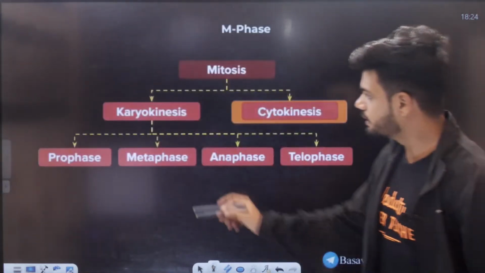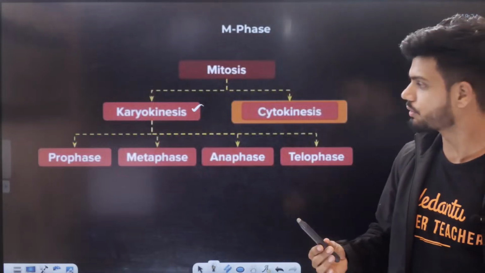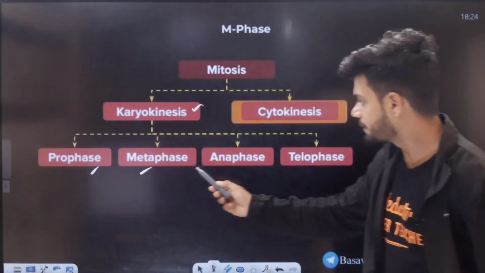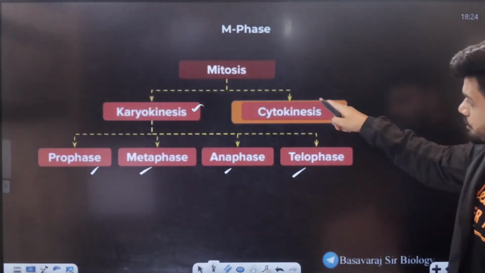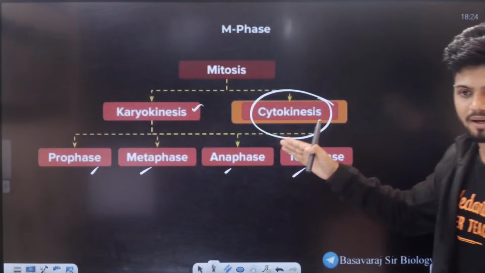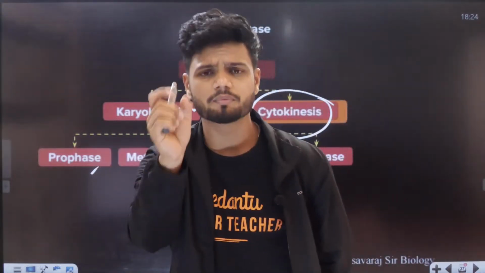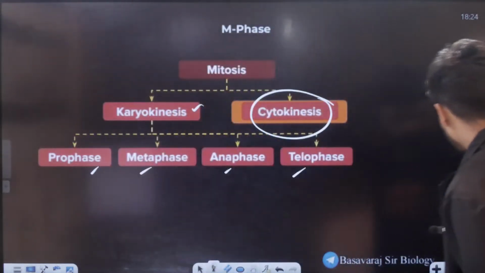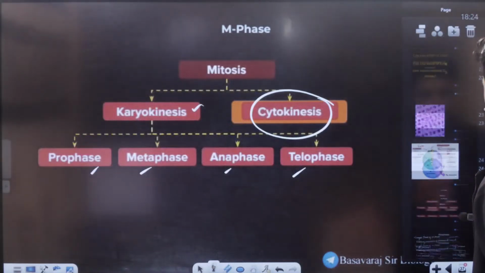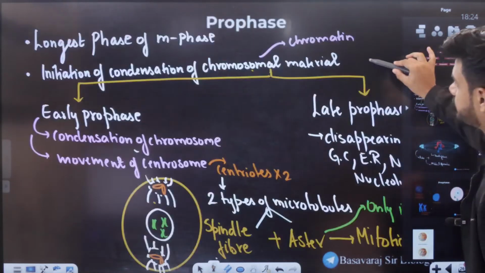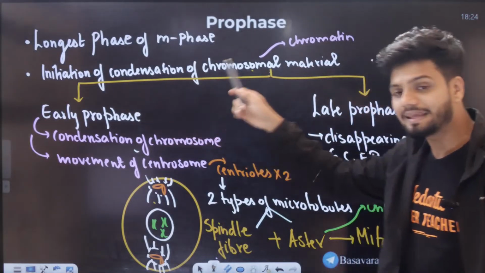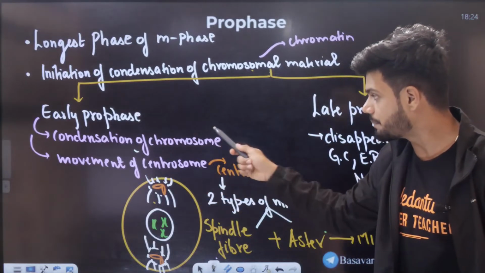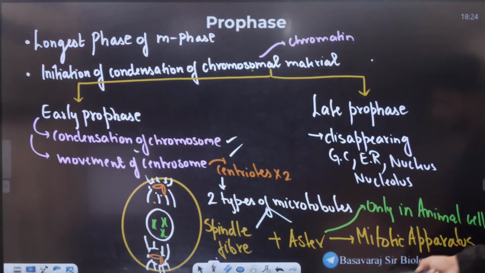Okay. Now students, we learned right now chirokinesis, prophase, metaphase, anaphase, telophase, all done. Okay. Now we come to something called as cytokinesis. Before I go to cytokinesis, let me give you an entire recap of mitosis till now what we learned. All of you, focus. We learned about prophase, longest phase, initiation, condensation of chromosomes, early, late. Early prophase, what is happening? Late prophase, what is happening? Spindle fibers together, they're called as mitotic apparatus.